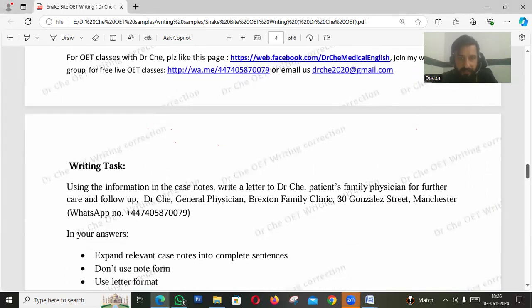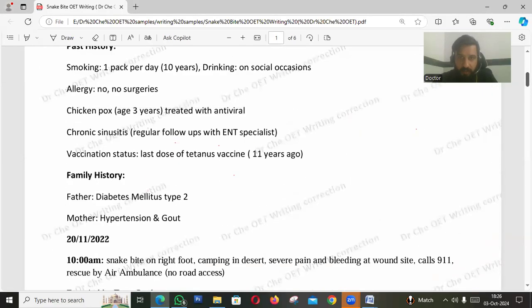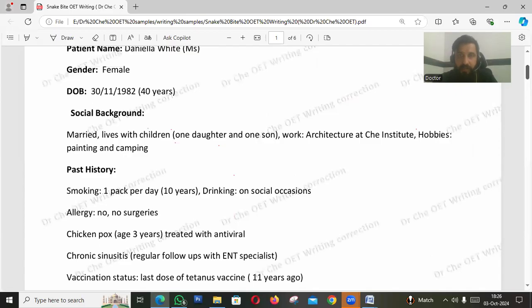After this is the task. So now you have read your letter and you know how many visits there are and what information is there. Now it's time to plan your letter. So how will you plan?